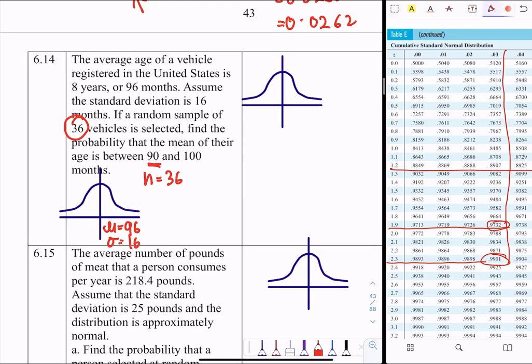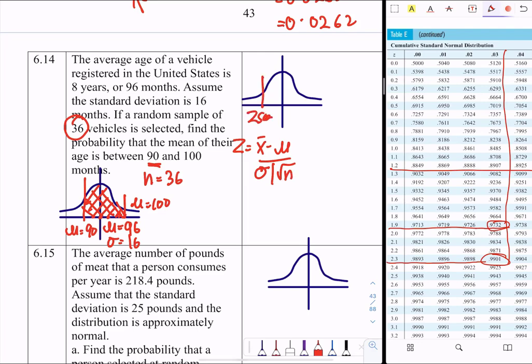90 is below the mean. So we have 90, we have 100. This is the value between 90 and 100, the area itself. Now of course you need to find the z-score. The z-score equals the mean, standard deviation divided by square root n, and then you will have this z-score and also this z-score. After that you can find the area between.